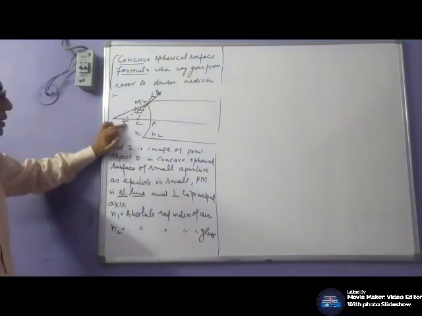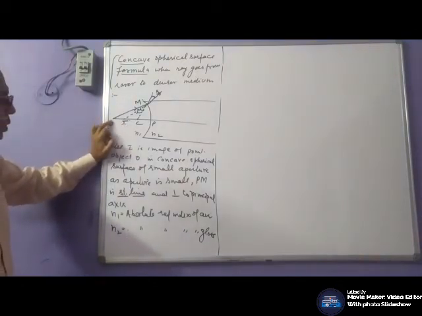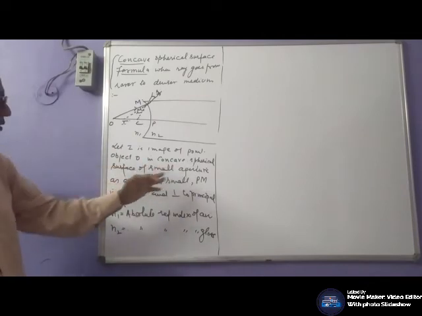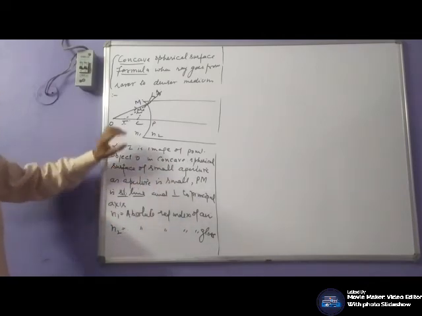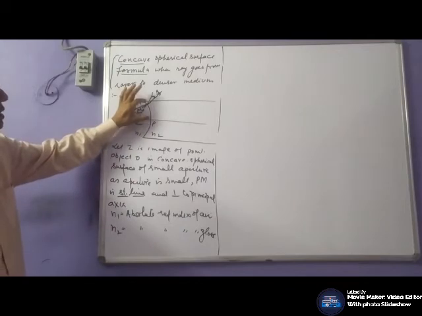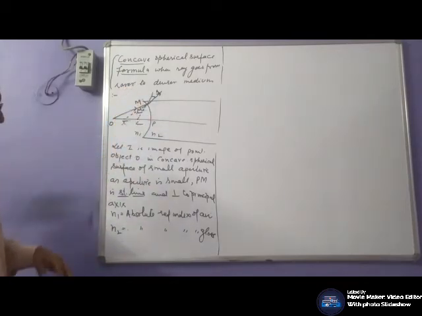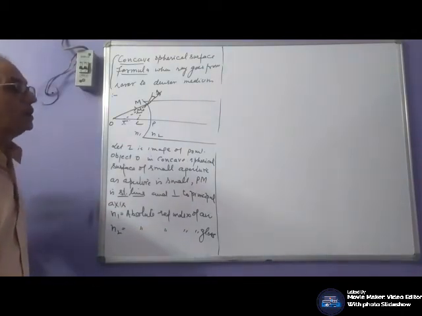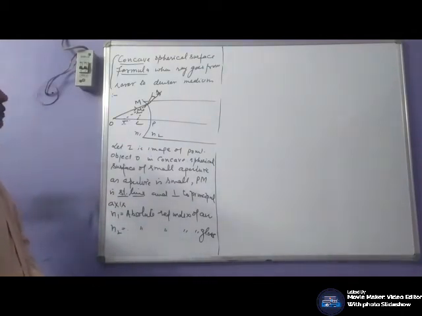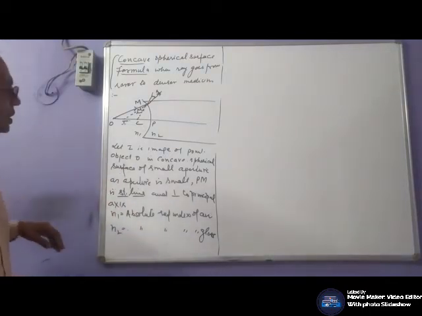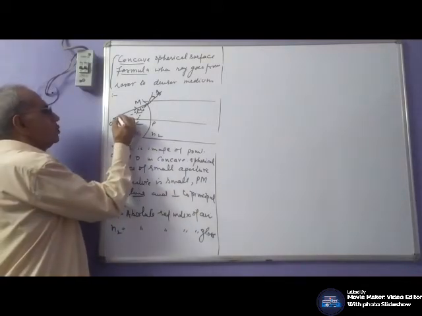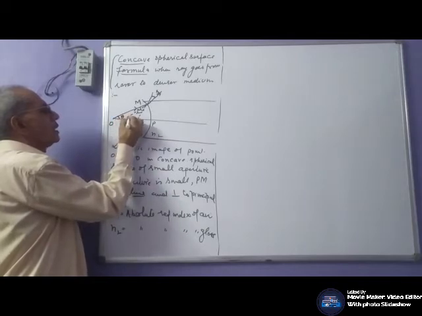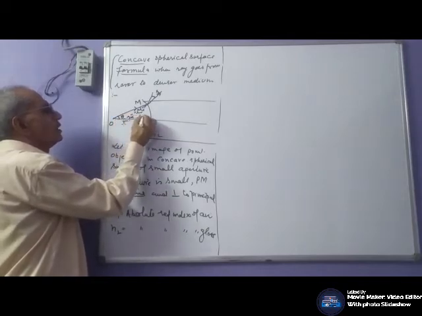Let I is image, point object O, in concave spherical surface, small aperture. This is nearly straight line and perpendicular. N1, N2, absolute refractive index as already discussed. Same thing, N is N2 by N1, sin I by sin R. Why? Rays goes from rarer to denser. To find I and R, theta, alpha, right, base angles.